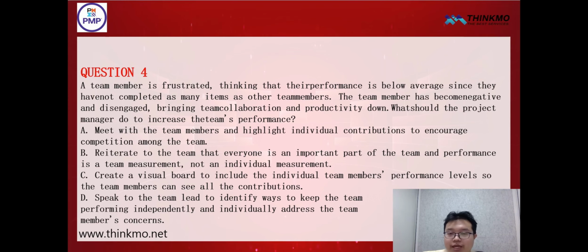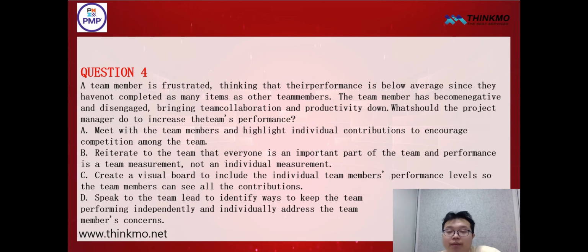First, option A is to meet with the team member and emphasize individual contributions to encourage competition within the team. Option B is to reiterate to the team that everyone is an important part of the team, and that performance is measured at the team level, not the individual level. Option C is to create a visual dashboard that includes both individual and team performance levels, so that team members can see everyone's contributions. Option D is to talk with the team leader to determine ways to keep the team working independently, and independently address the concerns of team members.